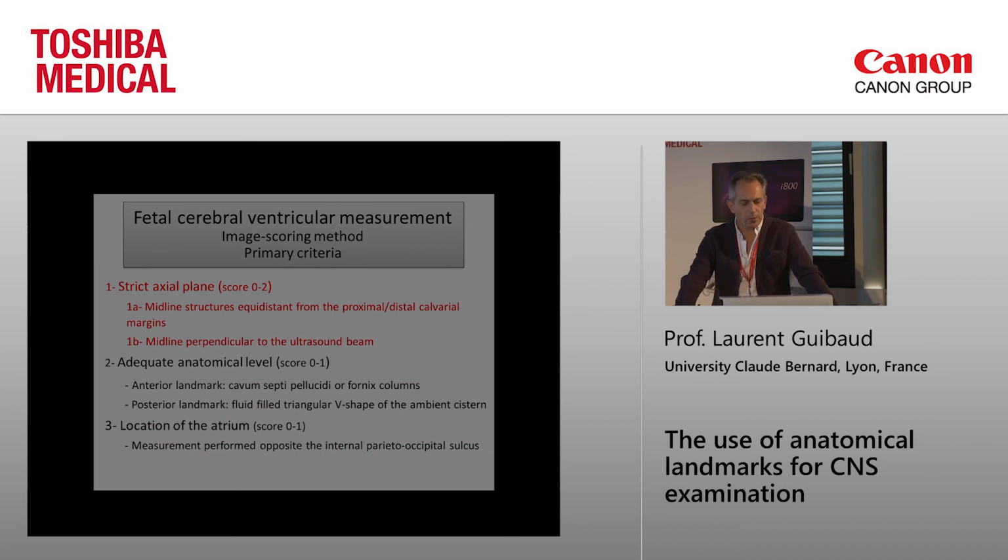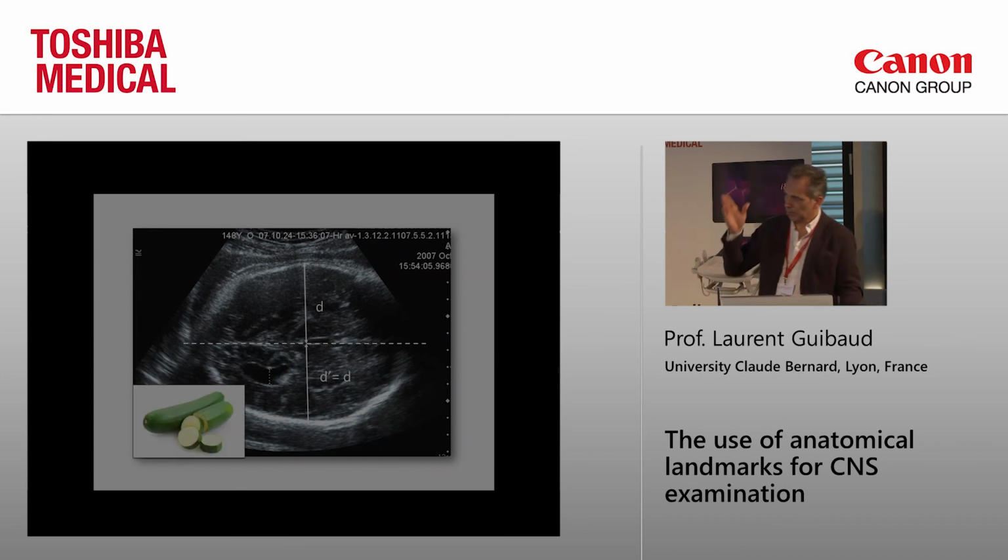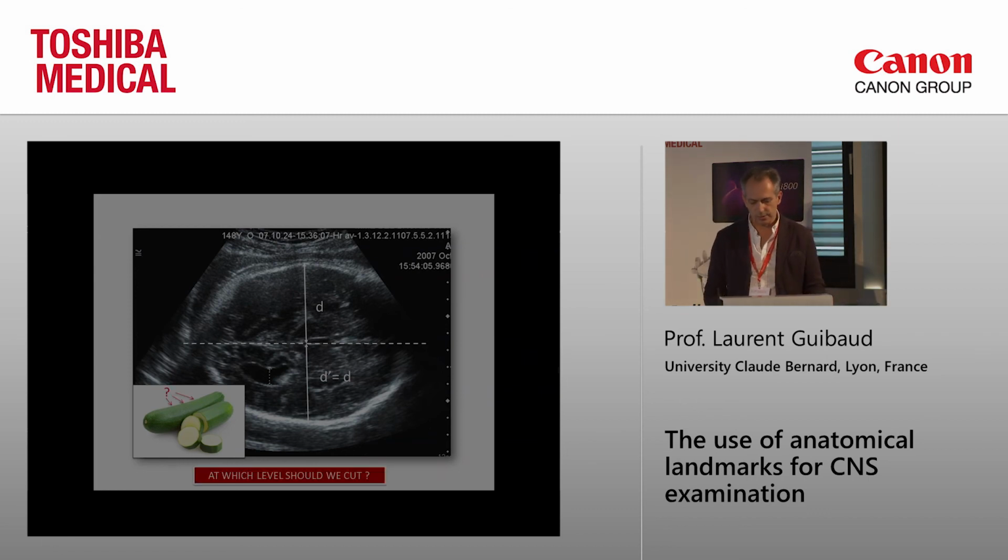Your midline should be perpendicular to the ultrasound beam. This is very important. I will show you how to do that during the live scan. And when you have the midline perpendicular, this midline should be at equal distance from the proximal and distal calvarial margins. That means the midline is orthogonal to the beam, and D is equal to D prime. This is very important. So in that case, you have an orthogonal slice, and the main question is at which level should we cut the zucchini?